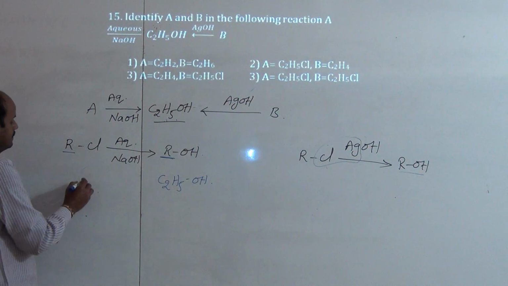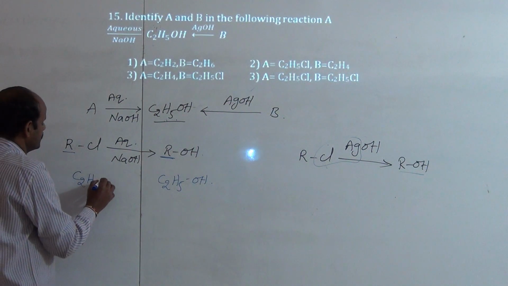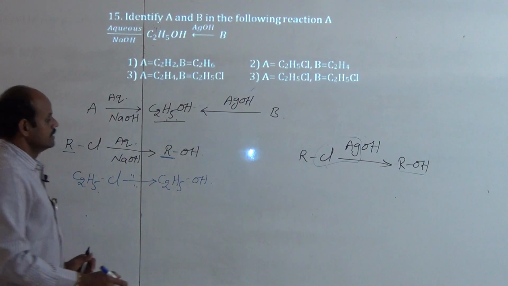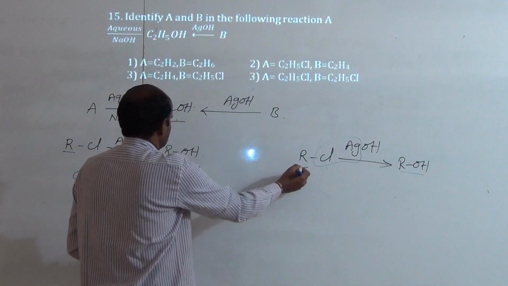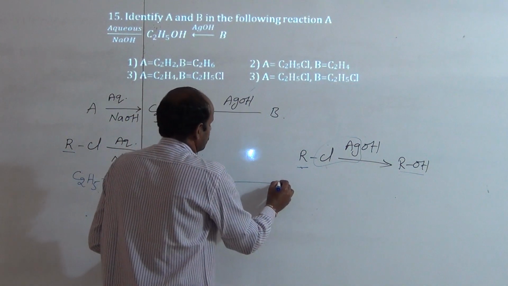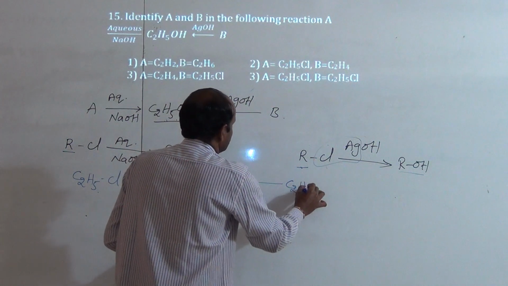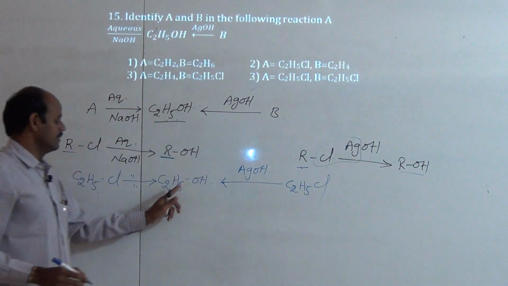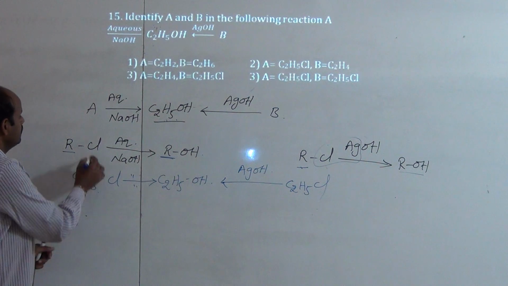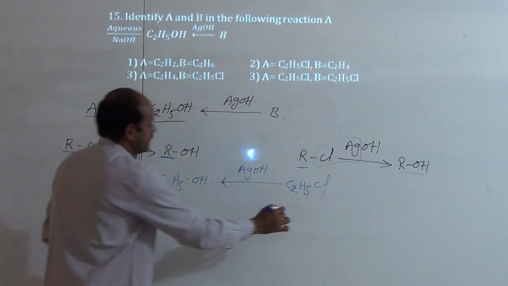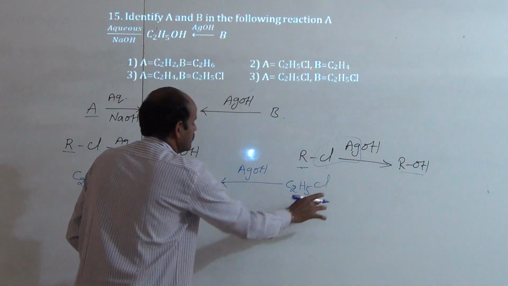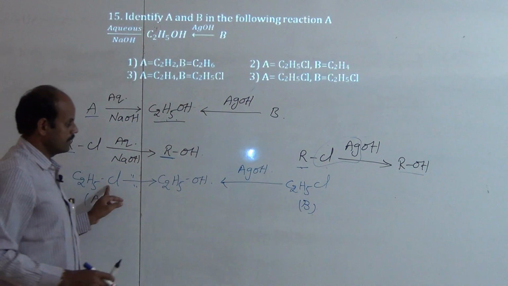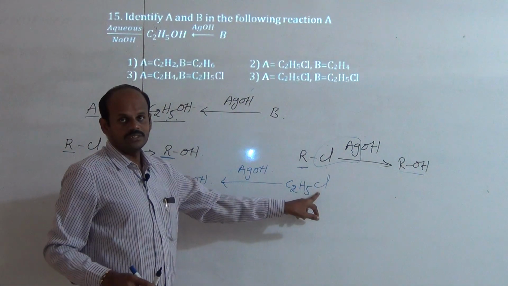Then you can substitute here also. R is an ethyl group, C2H5Cl. On reacting with the aqueous NaOH, it gives ethyl alcohol. Similarly, here also we can substitute R. What is R? Ethyl group. That means here ethyl chloride is reacting with silver hydroxide. Then it gives ethyl alcohol only. Thus here first one is A and it is B. So what are A and B? A is C2H5Cl, ethyl chloride. B is also C2H5Cl, ethyl chloride.